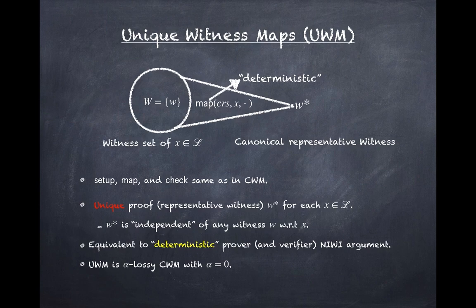Another way of seeing it is that a UWM is an alpha-lossy CWM where alpha is 1 because the support is just a canonical witness. And we want completeness and computational soundness to hold as in a compact witness map.